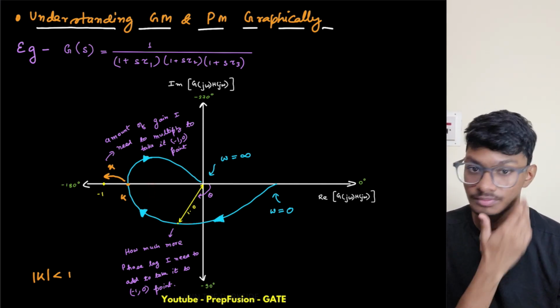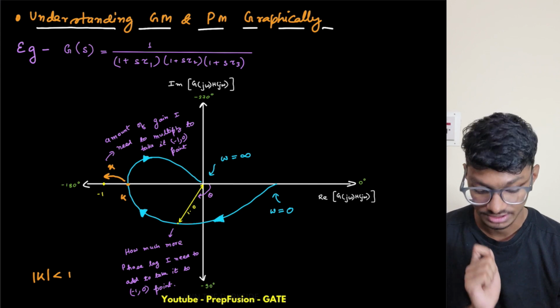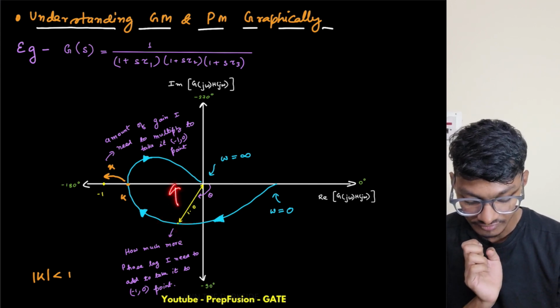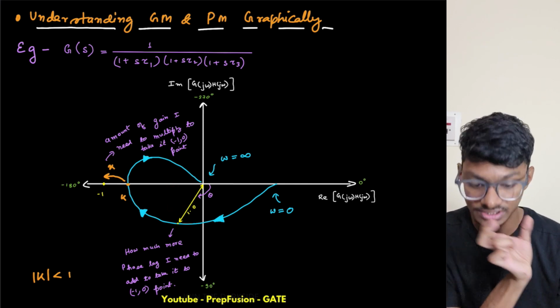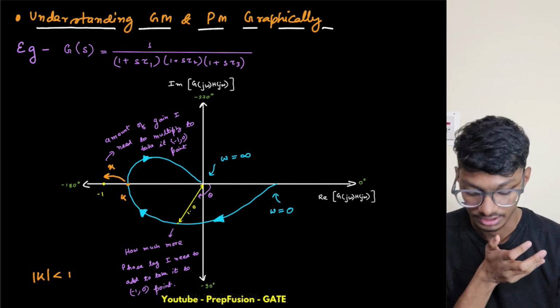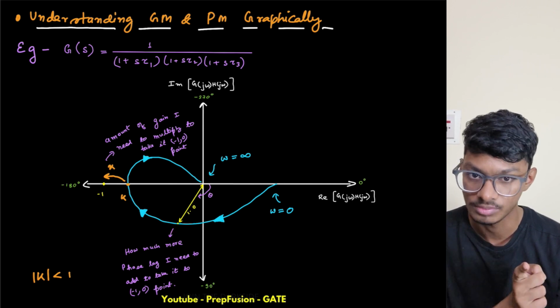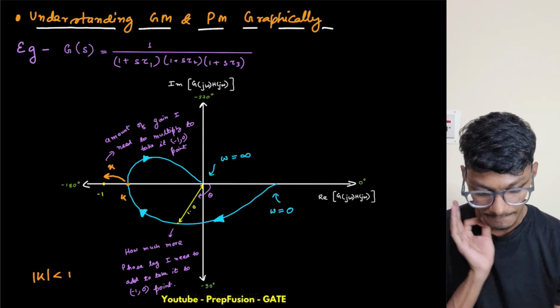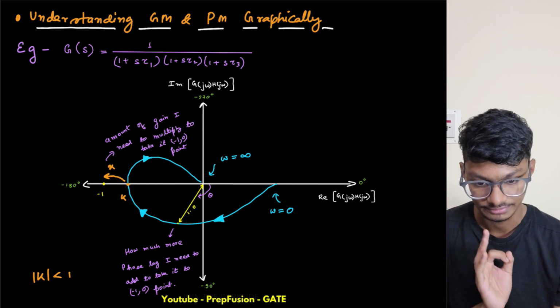My phase this time becomes minus 180 degrees, right? So this is about my phase, and this is about my phase margin. How much margin do I have left? Still it is remaining, so the system is still stable. If it reaches that critical point of minus 1, 0, then the system will become unstable. That is what I am mainly interested in.